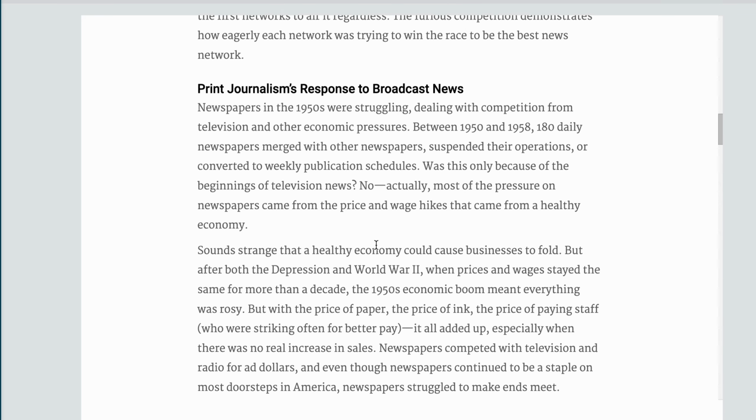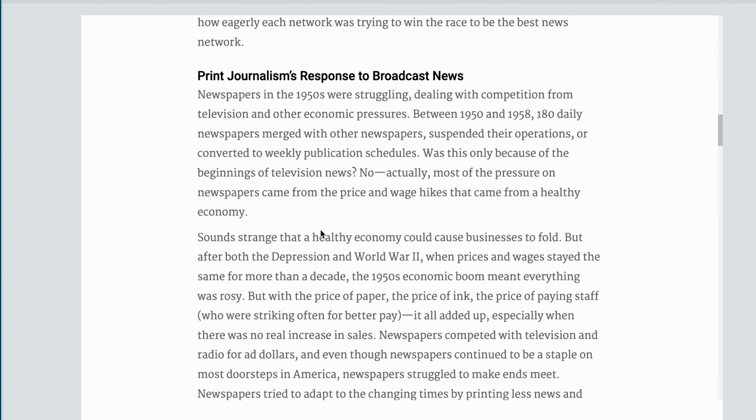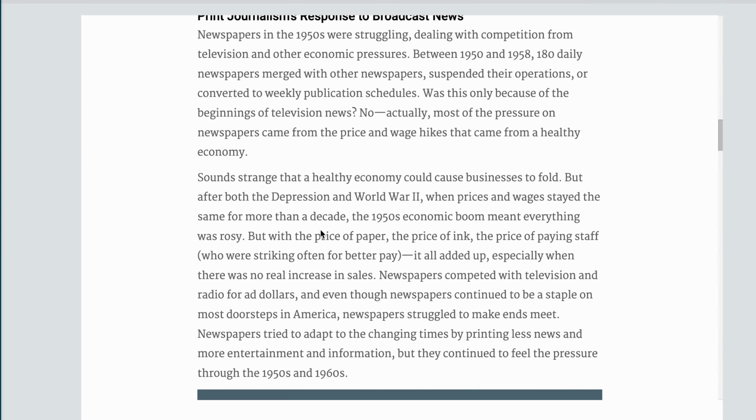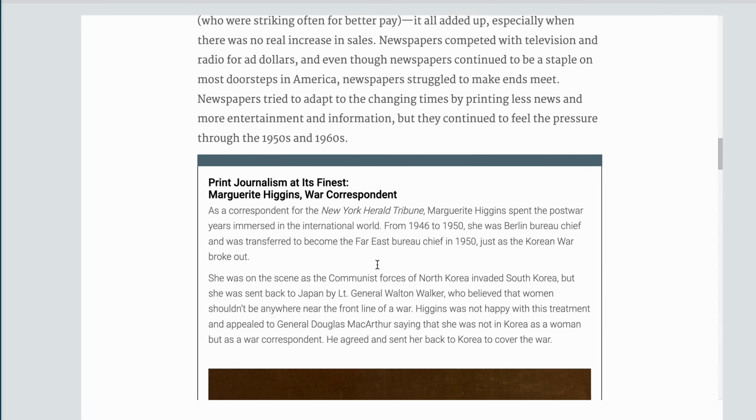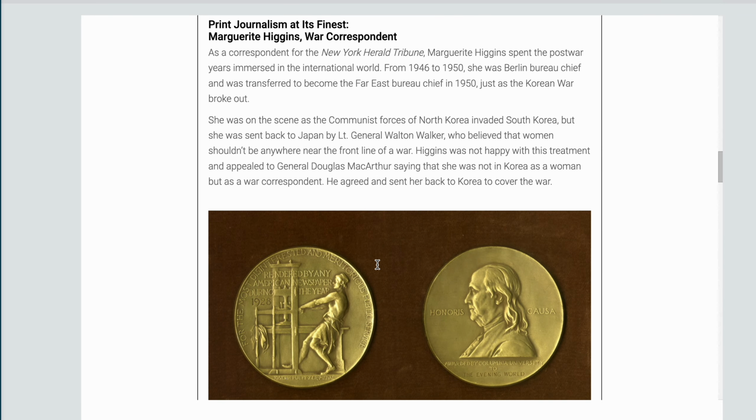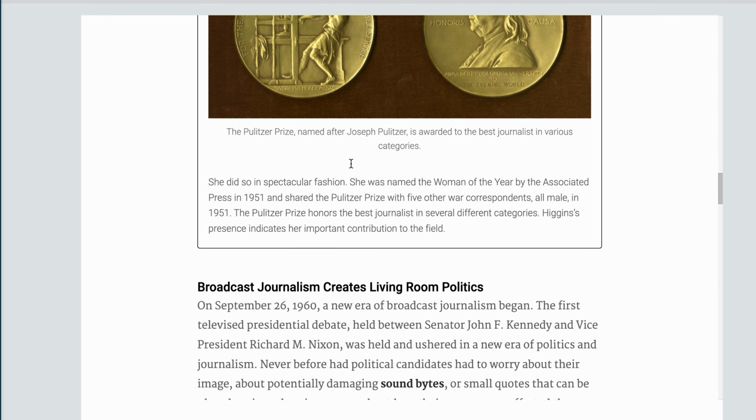Now, print journalism's response to broadcasting: one more time, newspapers and magazines are trying to survive with the appearance of radio and TV. So they started to add more entertaining information or other attractive information for the people. And for the first time, we have Margaret Higgins, the first war correspondent, the first lady to report what was happening in the war.